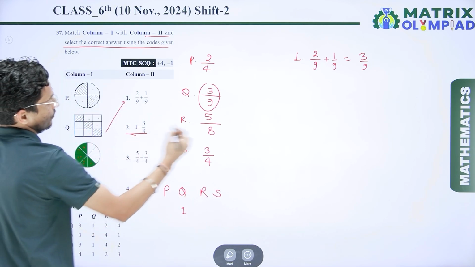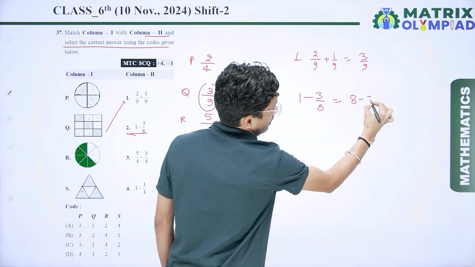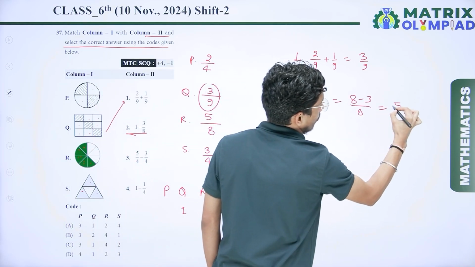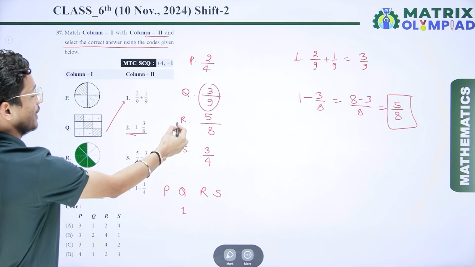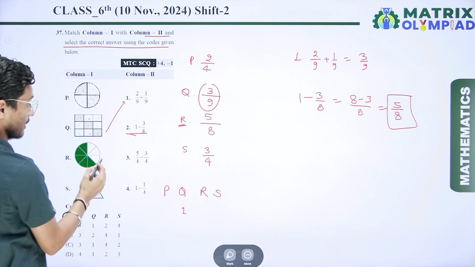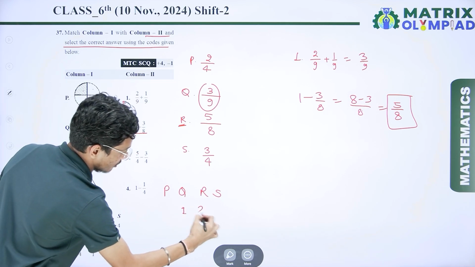If I solve here, 1 minus 3 by 8. It means 8 minus 3 upon 8, that is 5 upon 8. Where is 5 upon 8? So here 5 upon 8 is R. It means R is connected to 2. So here I can say that R is connected to 2.